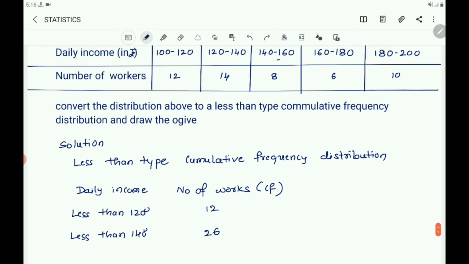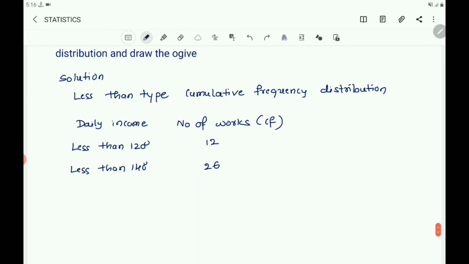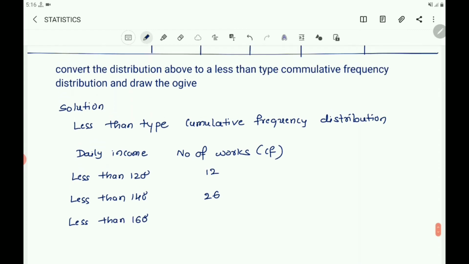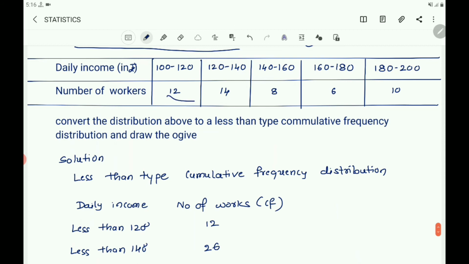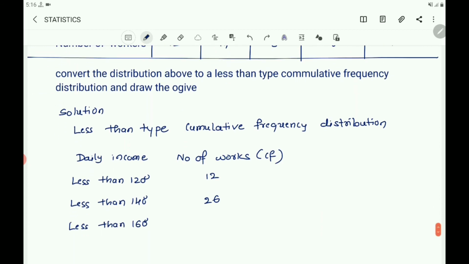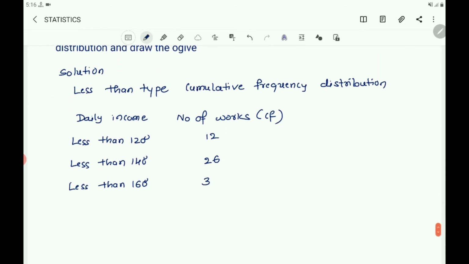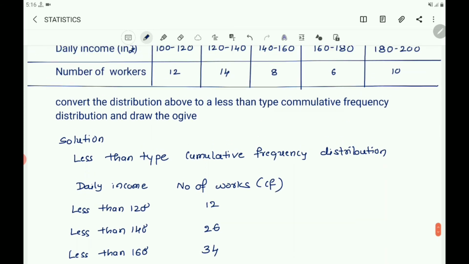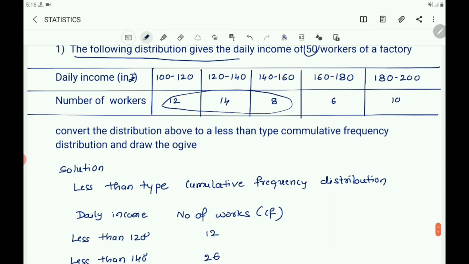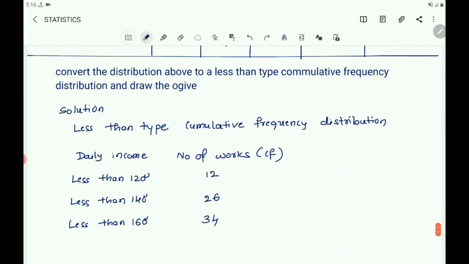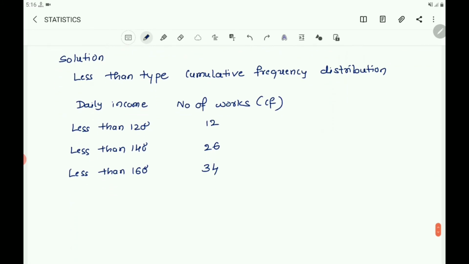Next, less than 160. Less than 160 is the sum of these three: 12 plus 14 plus 8. 12 plus 14 we have already taken as 26, add 8. 26 plus 8 is 34. Less than 160 means up to this one, the sum of all these three, that is 34.